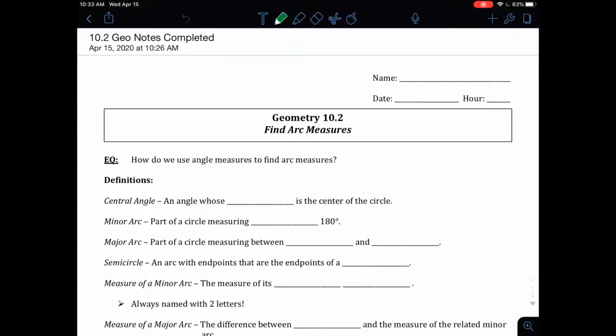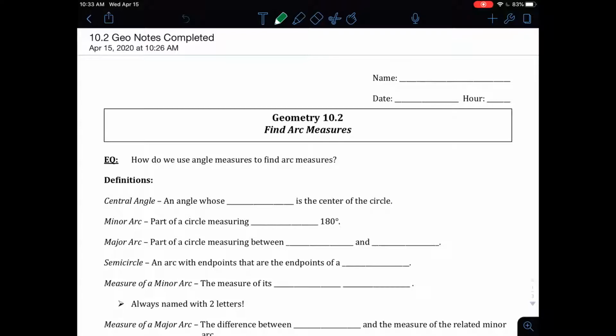So let's go ahead and read the name of the lesson and the essential question. Name of the lesson. Ready? 1, 2, 3. Find arc measures. Essential question. Ready? 1, 2, 3. How do we use angle measures to find arc measures?